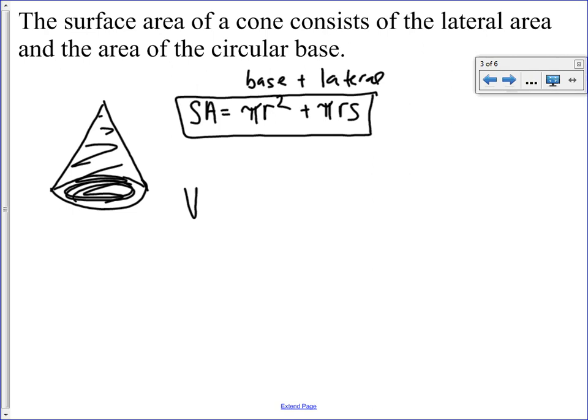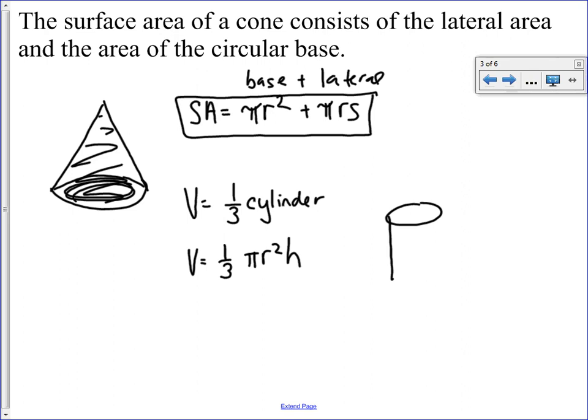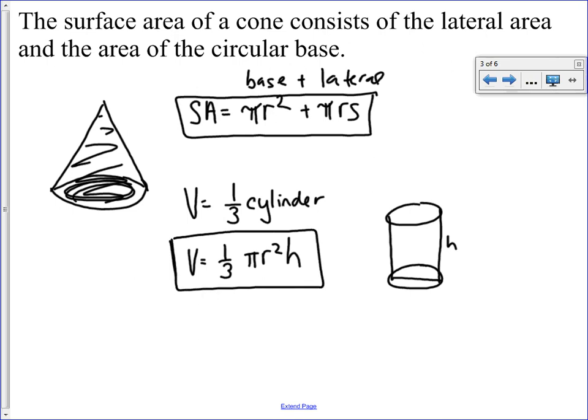The volume of a cone is actually 1/3 of the volume of a cylinder. So the volume of a cone is equal to 1/3 pi r squared times height. Remembering that the volume of a cylinder is the area of the base, which is pi r squared, times the height. So the cone is actually 1/3 of that. Let's put these formulas into brackets.